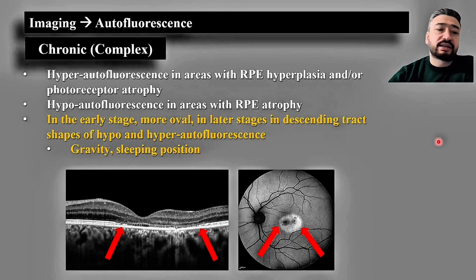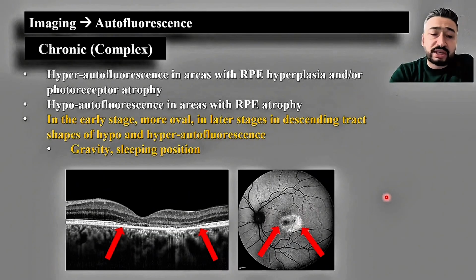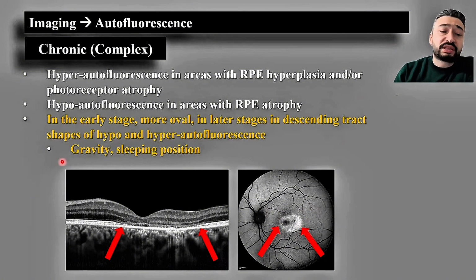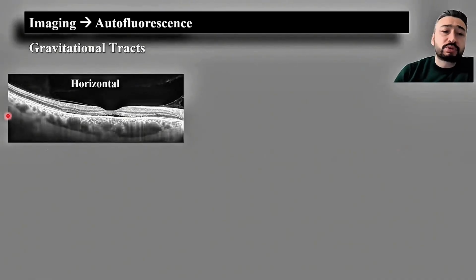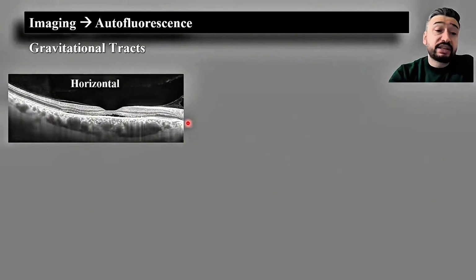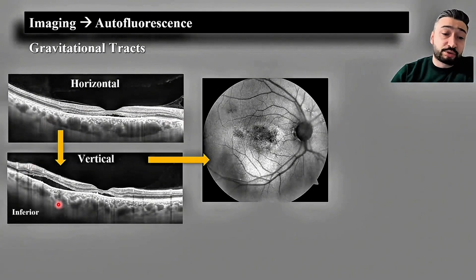In chronic complex patients, in the early stage of the patient, the lesion is more oval, and in more advanced cases, we observe autofluorescence changes in the form of downward tracks or gravitational tracks. Gravity and the patient's sleeping position can be influential in the formation of this shape. Why do these gravitational tracks occur? We take a horizontal section image and tell the patient, your fluid is decreasing. We say you're healing, but they aren't, because the fluid is shifting downwards, as you can see here.